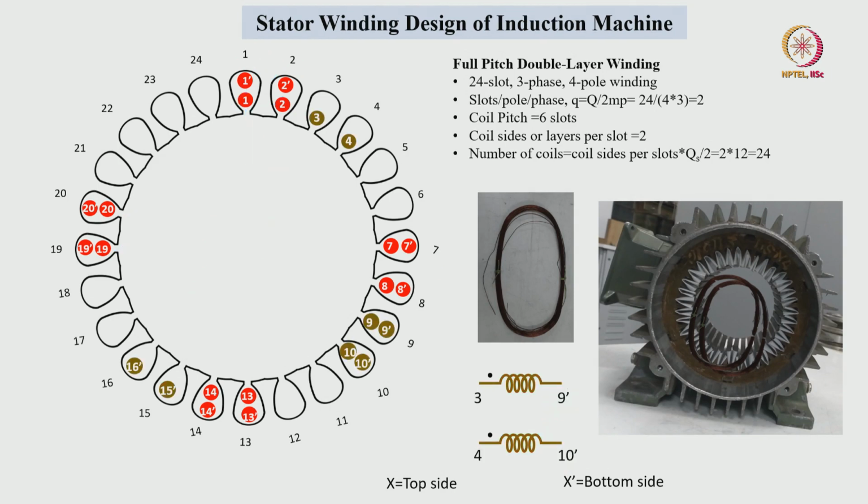Similarly for B phase or second phase, 3 and 4 top side, the 2 coils, one coil is placed at the top side of slot 3 and bottom side of slot number 9. Next coil is placed in slot number 4 top side, that is this one, and slot number 10 bottom side. Similarly, the slot number 9th top side and slot number 15 bottom side, same fashion 10 and 16 dash.